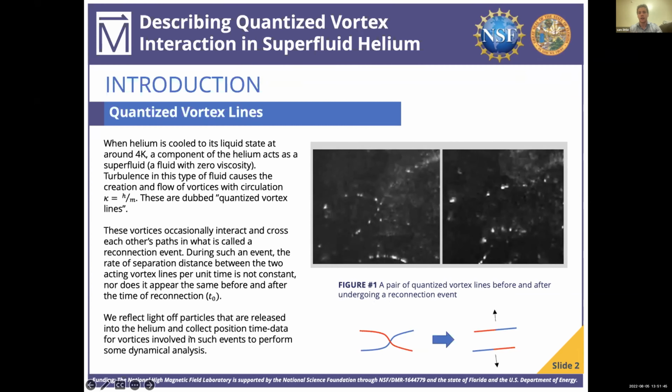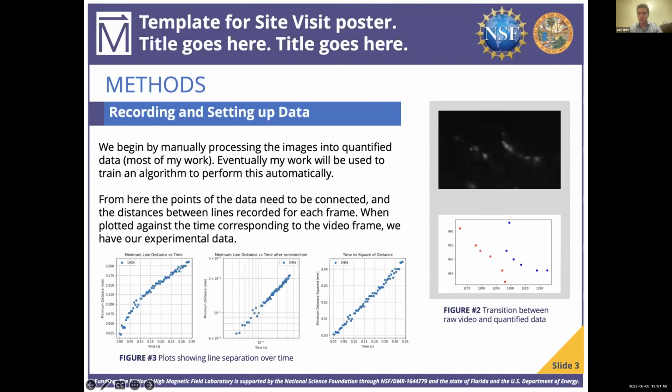In order to see these vortex lines moving, we release a bunch of ice particles into the helium and then shine a laser onto it so that we can see these little pictures like this. And then we collect the data of the position of these particles in the lines to run some dynamical analysis. So my job for the most part was to collect the data that we needed.